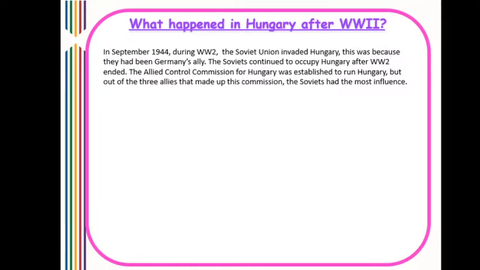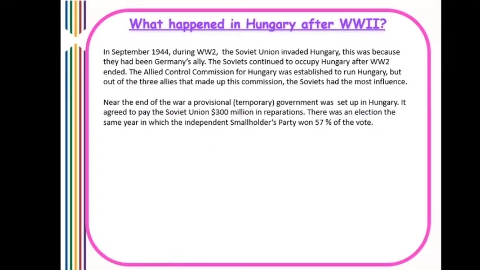But in September 1944, during World War II, the Soviet Union actually invaded Hungary. This was because they had been Germany's ally. The Soviets continued to occupy Hungary after World War II ended. The Allied Control Commission for Hungary was established to run Hungary, but out of the three allies that made up this commission, the Soviets had the most influence.